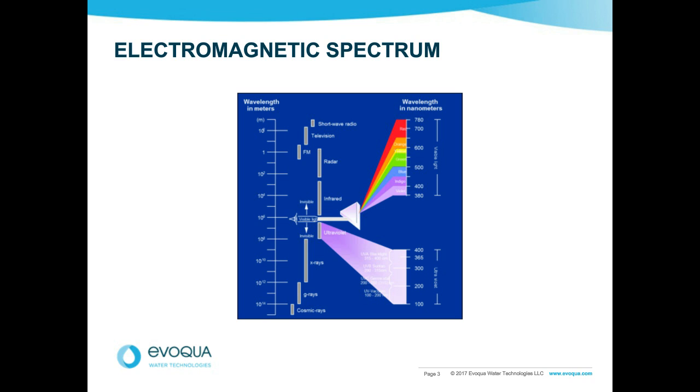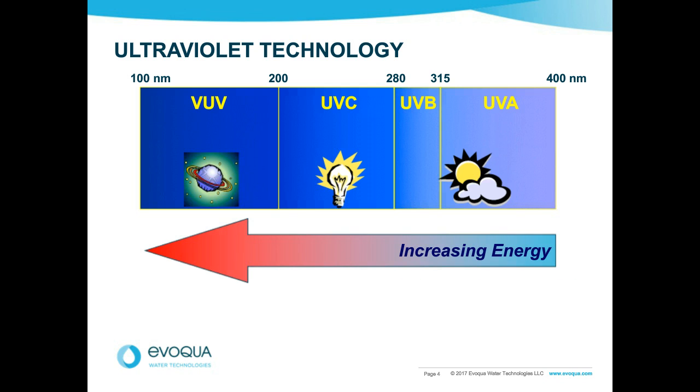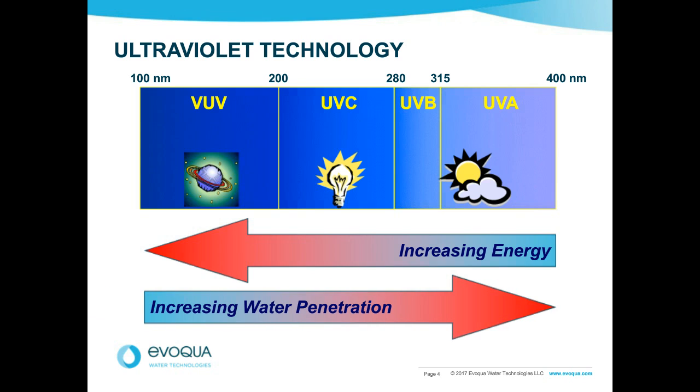And then vacuum UV only exists in a vacuum. So as we move from the right to the left, we go from UVA through UVB through UVC through vacuum UV. And you'll see that as we move that way, the wavelengths become much more energetic. And there's a price to pay. As we move that way, they penetrate less. So we get better water penetration with the weaker wavelengths, which is intuitive.